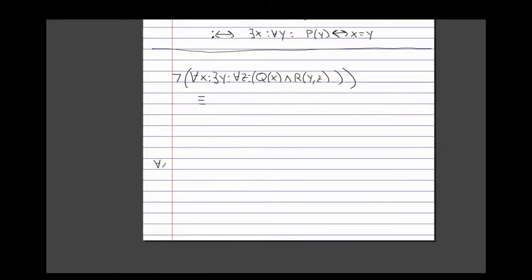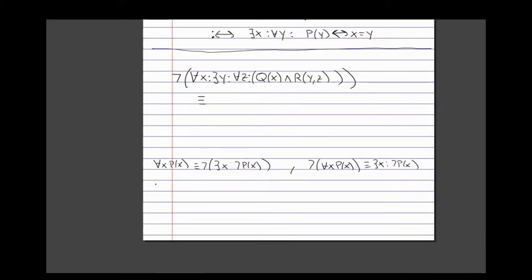that for all X P of X is logically equivalent to the negation of there exists an X such that not P of X is true. Well, this is the same thing as saying the negation of for all X P of X is logically equivalent to there exists an X such that not P of X is true, or P of X is not true.